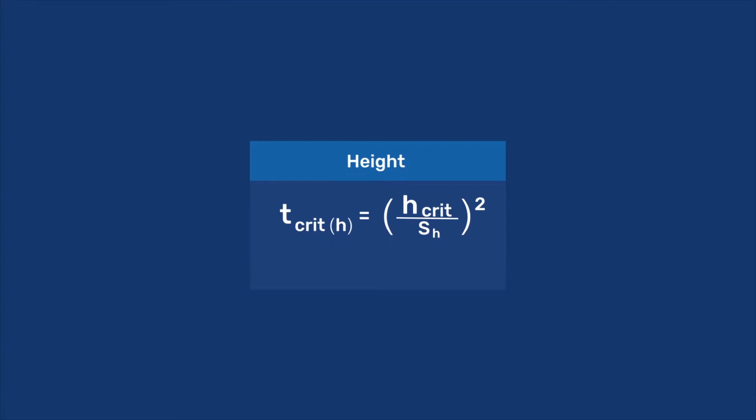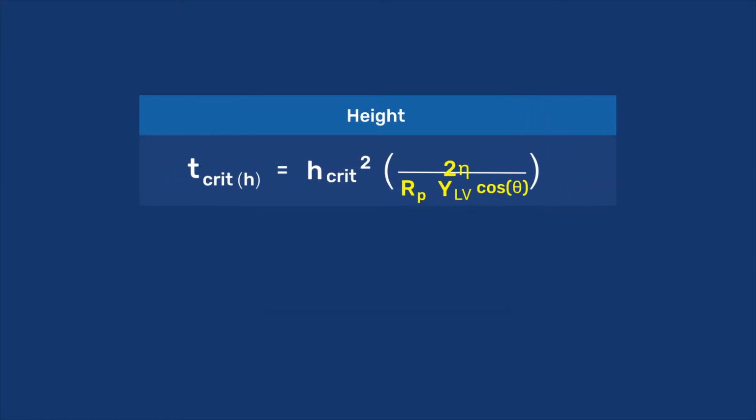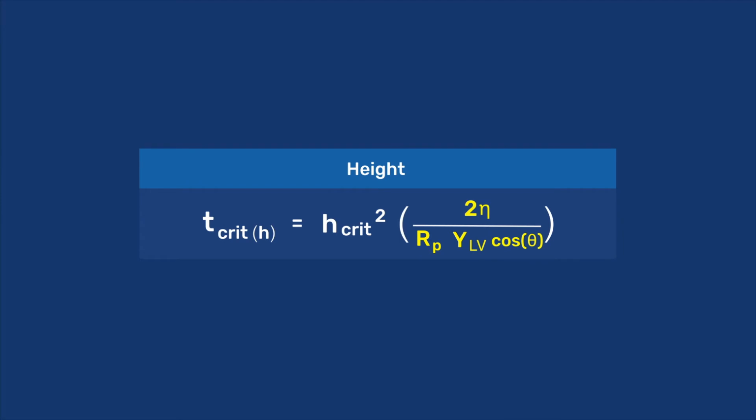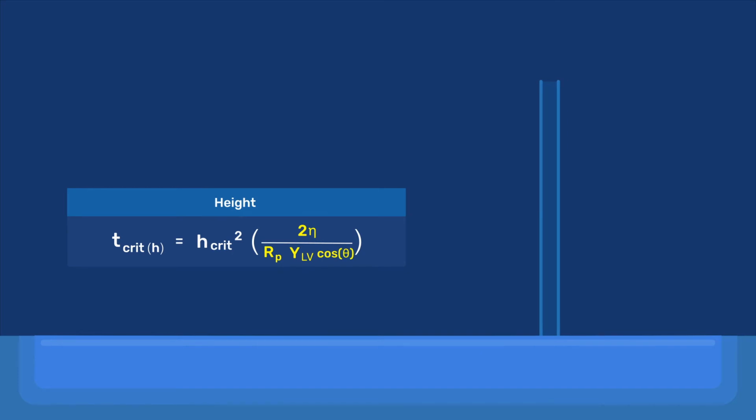In this respect, sorptivity for height was found to be the square root of rp over 2 eta times gamma LV times cosine of the contact angle. Combining this with our previous expression for t crit, we find that the critical time is the critical depth to the power 2 times the ratio of 2 eta over the product of rp gamma LV and cosine of the contact angle. This shows that the lifespan of an element is inversely proportional to the pore radius, so doubling the lifespan would require using a material with pores half as large.